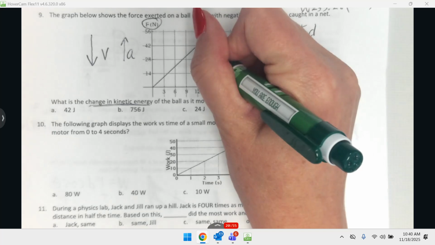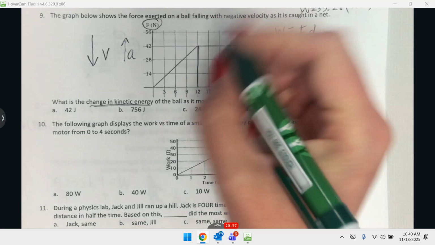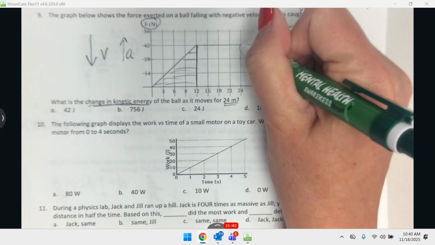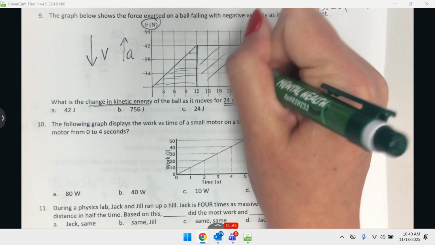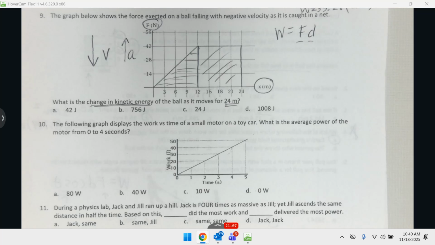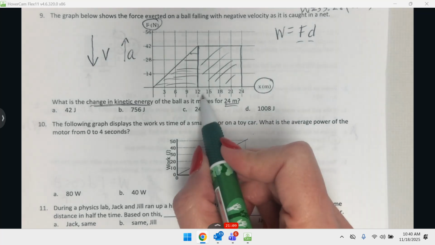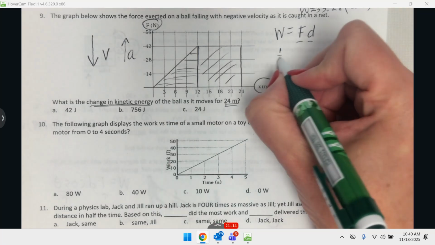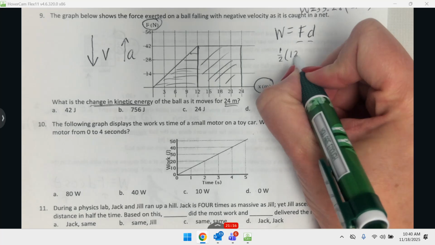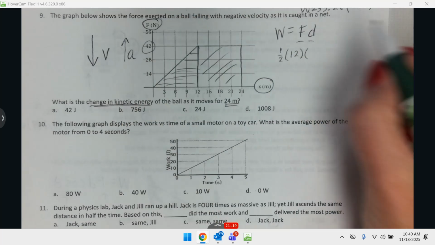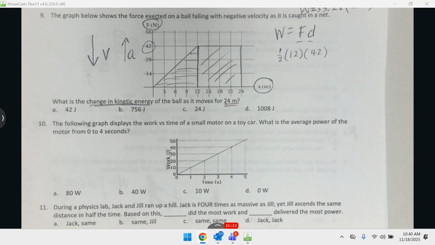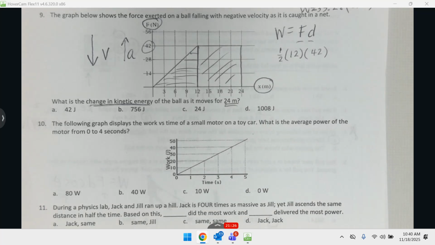In order to find the area, I'm going to break this into regular shapes. I have a triangle here, and I have a rectangle here. So we need to find the area of each and add them together. The formula for area of a triangle is 1/2 base times height. So we're going to do 1/2. The base of that triangle is 12, and the height of that triangle is 42. So we'll do 6 times 42, which is 252.